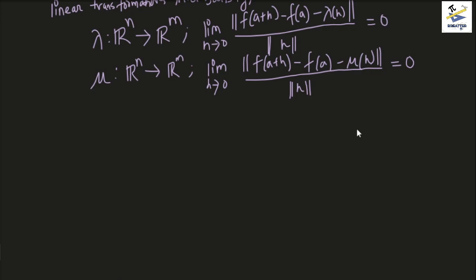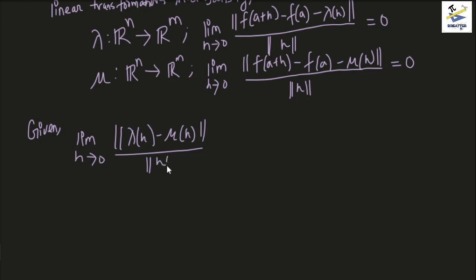We start with the fact that limit h tends to 0 of the norm of lambda of h minus mu of h divided by the norm of h. Now we would like to evaluate this limit.